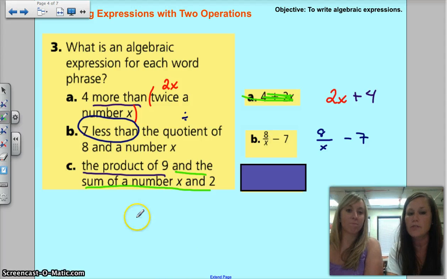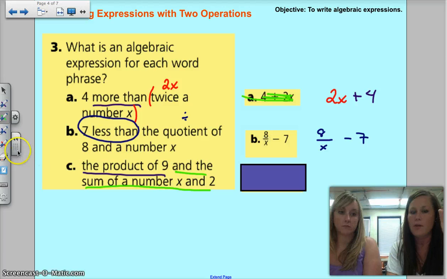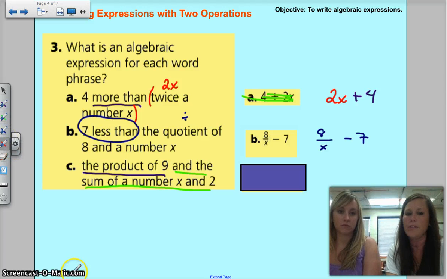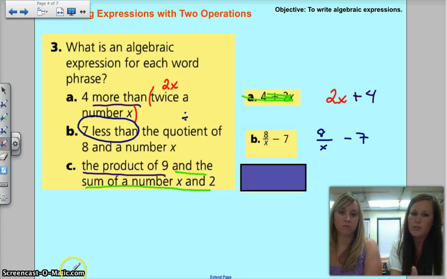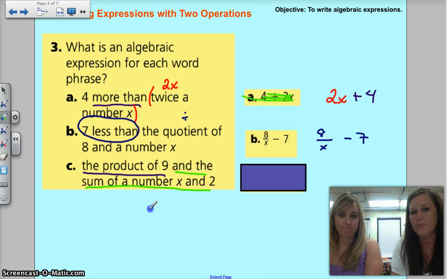All right, so the product of 9 and the sum of a number x and 2. I know the green stuff is all one thing, so let's talk about that first. The sum of a number x and 2. That means I'm adding x plus 2, right? Yep.